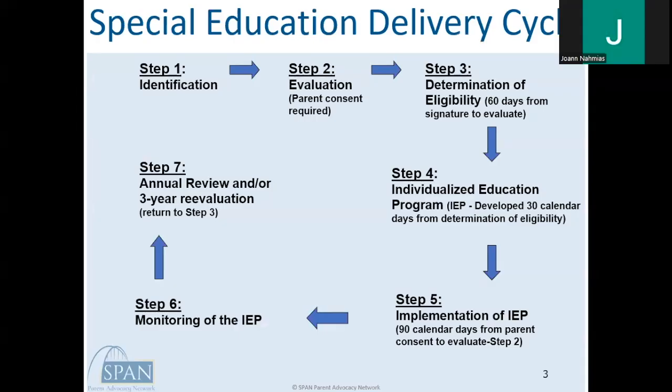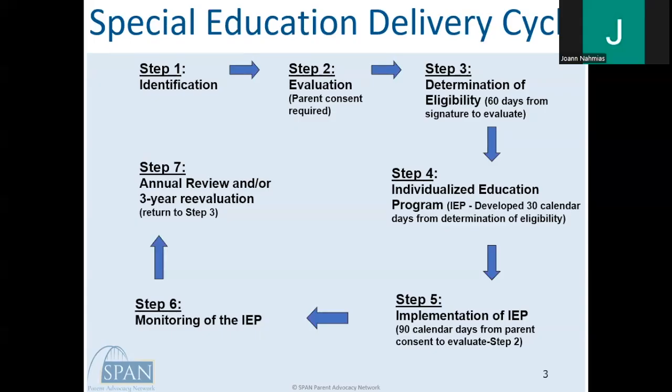Before we talk about the components of the IEP, this is an overview of the special education delivery cycle. It begins with the referral, also known as identification. Then it moves on to step 2, the evaluation, for which parental consent is required. In step 3, we have the determination of eligibility. From there, the team develops the individualized education program in step 4. And that's what we will be focused on today.